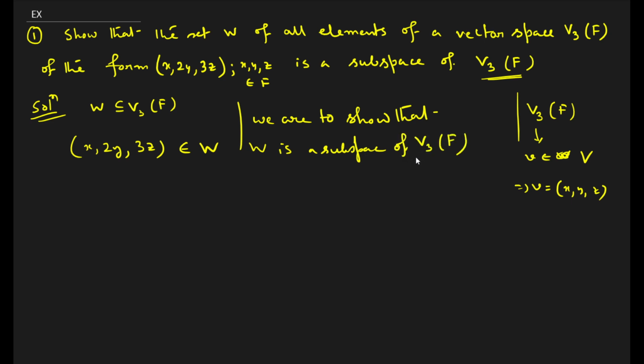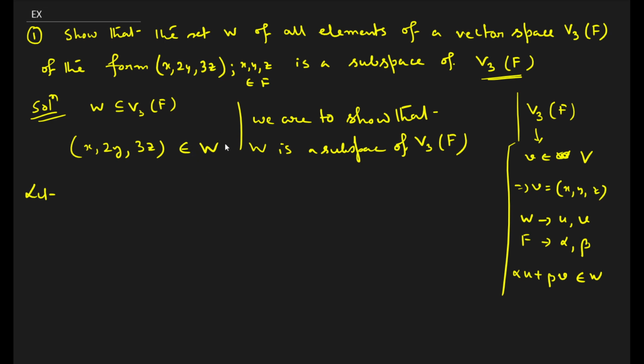So for a subspace, what is the condition? From W, we have to take 2 elements, suppose u, v. From the field we take 2 elements, suppose alpha, beta, and combine them: alpha u plus beta v. If we can show that this element comes in W, then W is a subspace. This is the theorem that I am talking about. So we have to show that W is a subspace.